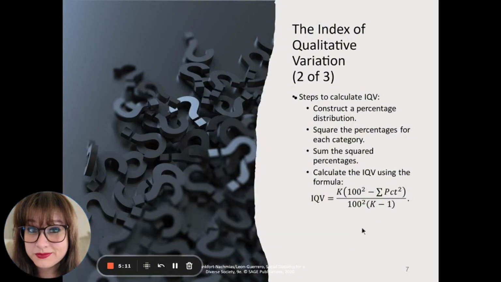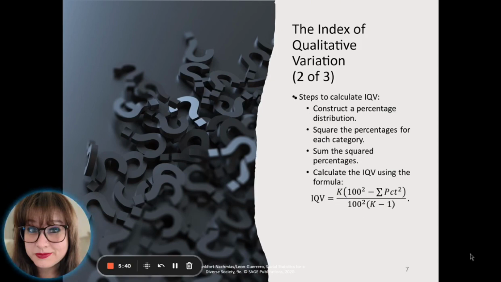And so what you have to do is create a percentage distribution. So we created frequency distribution tables and then converted those over to percentages. So you need to create that. Page 97 has a breakdown of that. And then you square them. So remember that it's like you multiply it by itself, right? If it's squared, you multiply that number by itself, so you have it twice. So in that case, you're squaring the percentages. You add those squared values up, and then you use this formula.